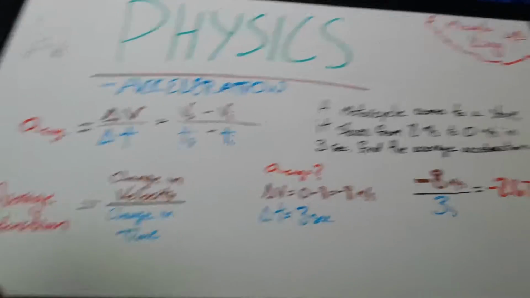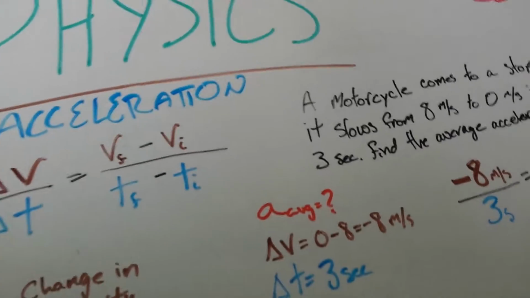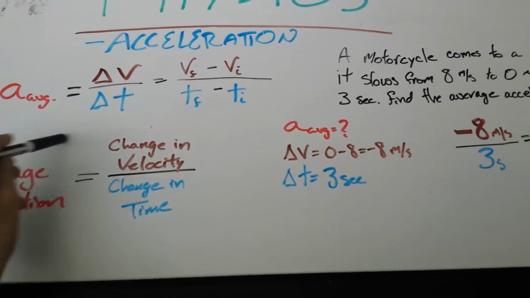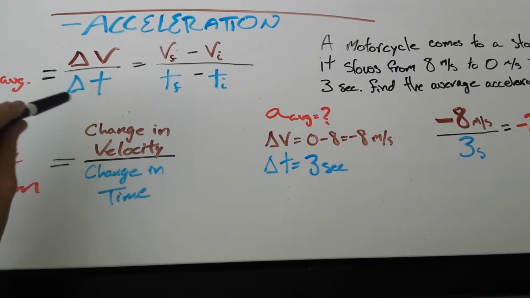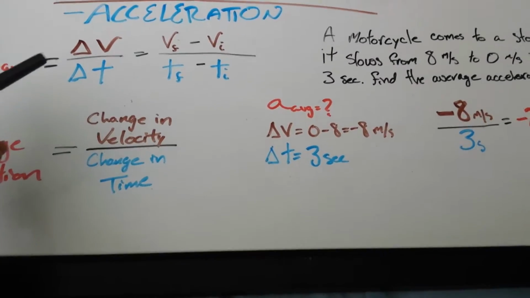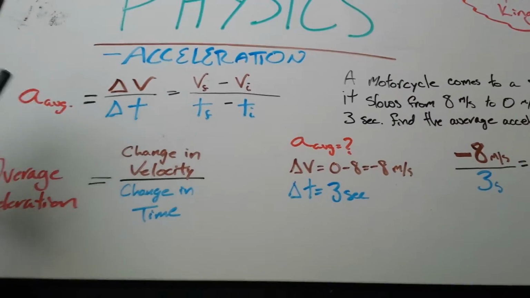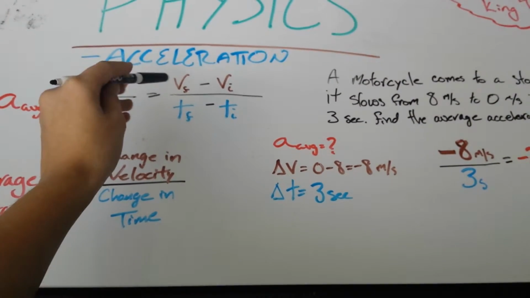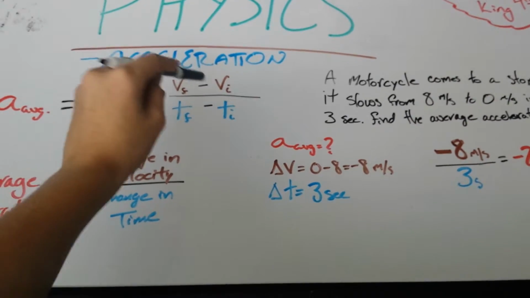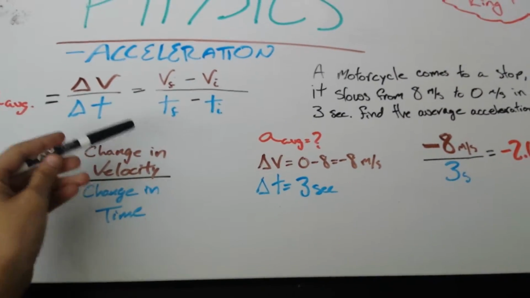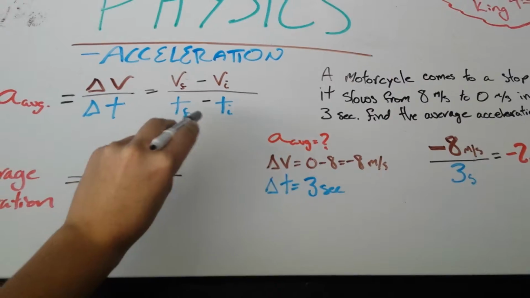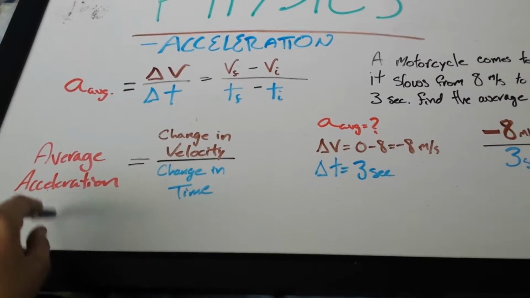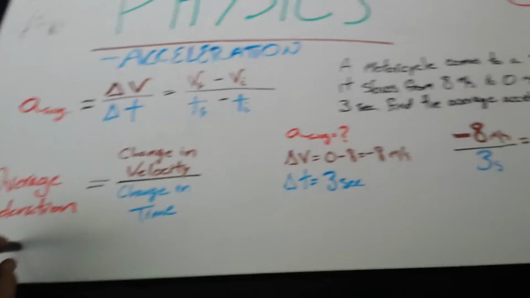Okay, so the third topic I'm going to be talking about is acceleration, and it's delta v over delta t, the change of velocity over change of time. And you'll have the final velocity minus initial velocity over the final time minus initial time. And that's how you find your average acceleration.